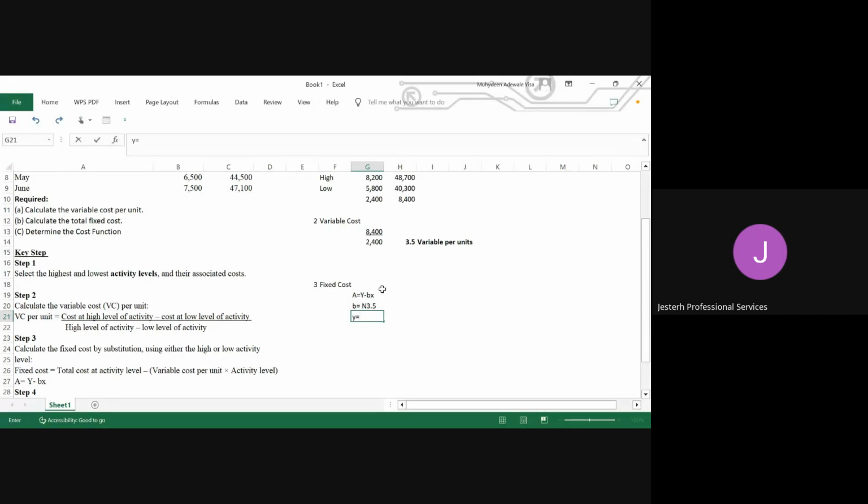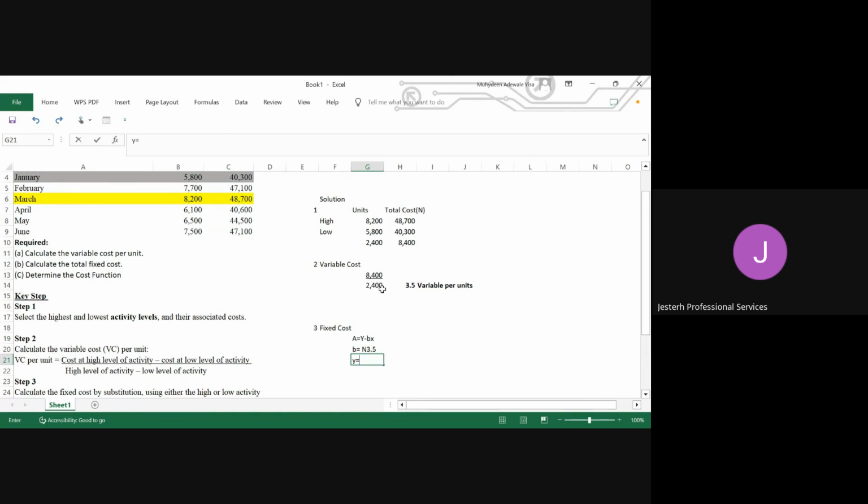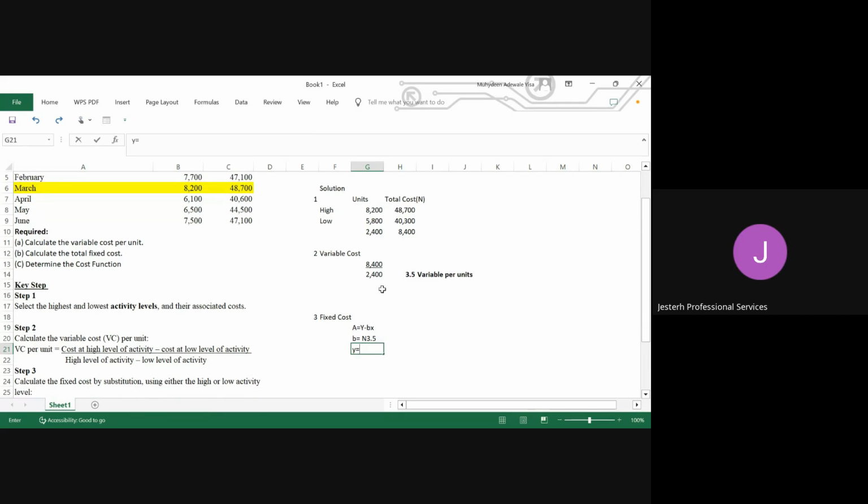Then our Y is the associated cost. I'm going to use the two levels so that we can understand it, and then we are going to see how it gives us the same answer. Firstly, we are going to use the high level of activities with the associated costs. The associated cost of the higher level of activities is 48,700.